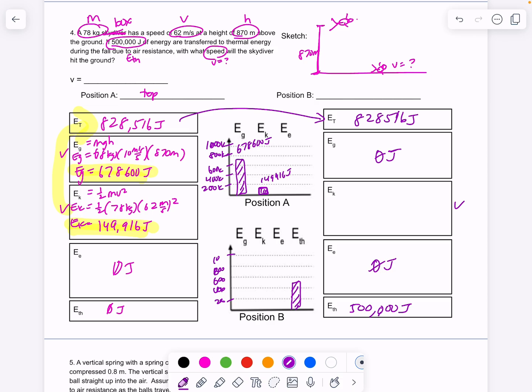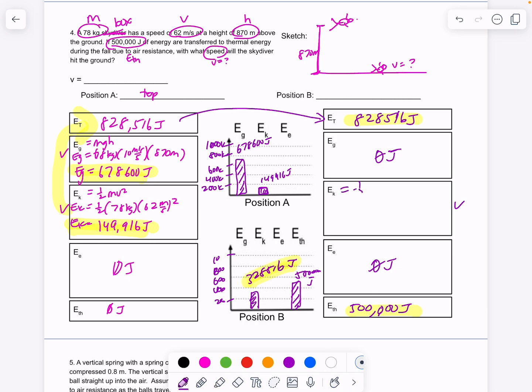So if I had 828,516 to start with, minus 500,000 to end with, that's going to mean my EK now is 328,516 joules. This was 500,000 joules, right? Because this minus this, the leftover amount, is going to be the kinetic.